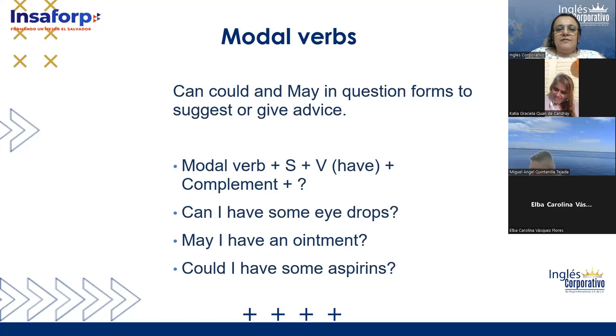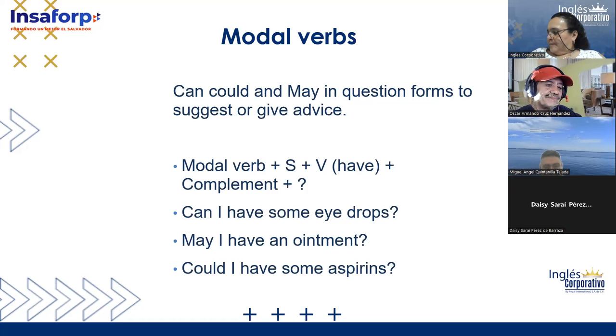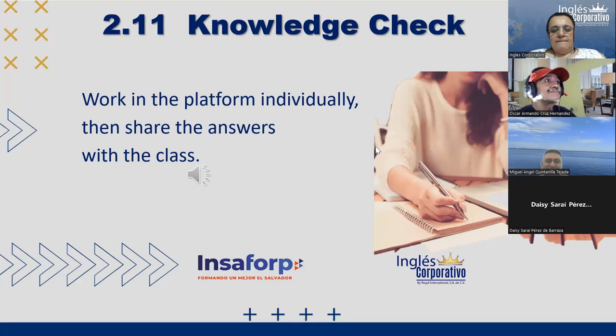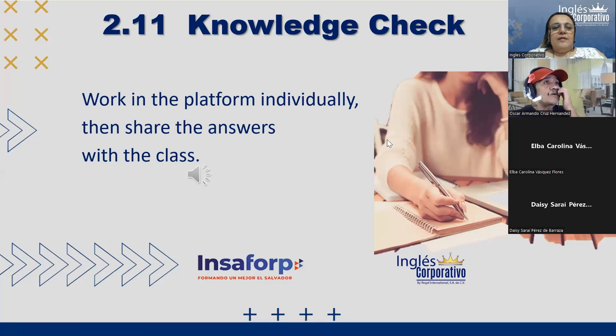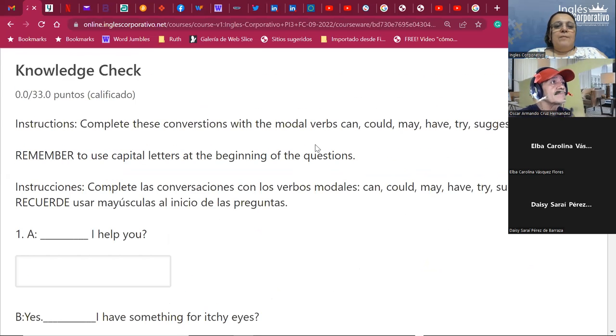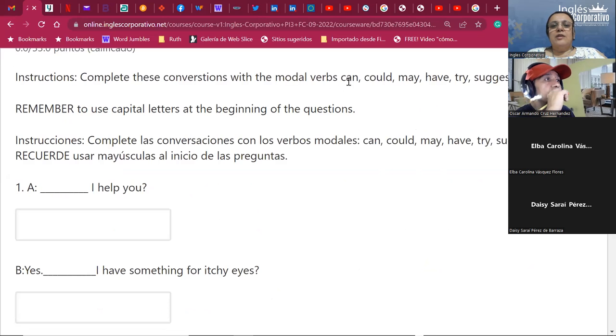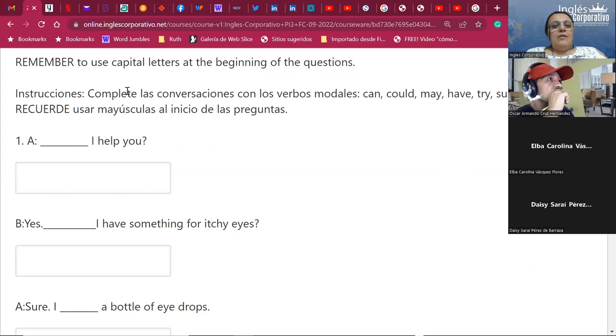Ya saben. Could I have some aspirins? Vamos al knowledge check. Estamos en el 2.11. Complete these conversations with the modal verbs can, could, may, have, try, suggest, or should. Este, have and try no son modals. Los modals son can, could, may, y should. Ok.